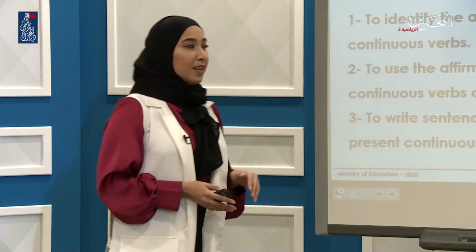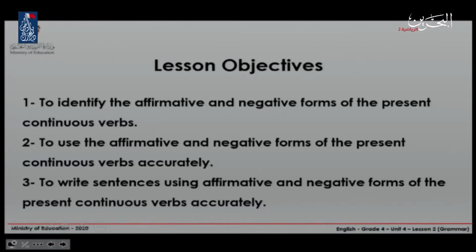Before we start our lesson, you will need your mini board and a marker or a piece of paper and a pencil. Here are today's lesson objectives. By the end of today's lesson, you are going to be able to identify the affirmative and negative forms of the present continuous verbs, use the affirmative and negative forms of the present continuous verbs accurately, and write sentences using affirmative and negative forms of the present continuous verbs accurately.